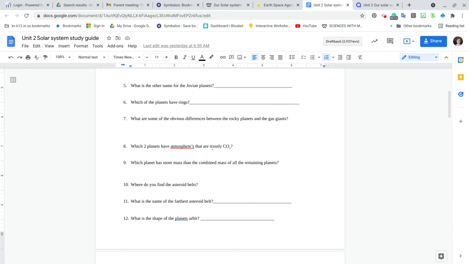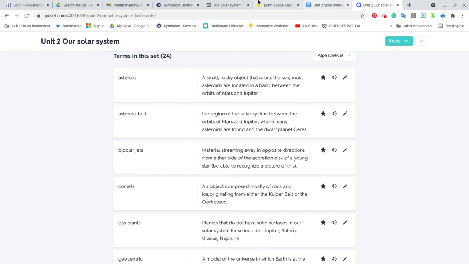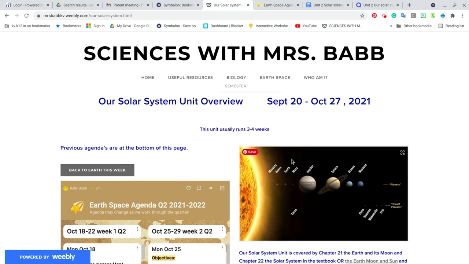Which 2 planets have atmospheres that are mostly carbon dioxide? This would be the terrestrial planets, by the way. Back to terrestrial planets. Don't say Earth. No, not Earth. Venus and Mars. Remember, Mercury's atmosphere was basically nonexistent because it's so close to the sun, it's basically been blown away, melted away.